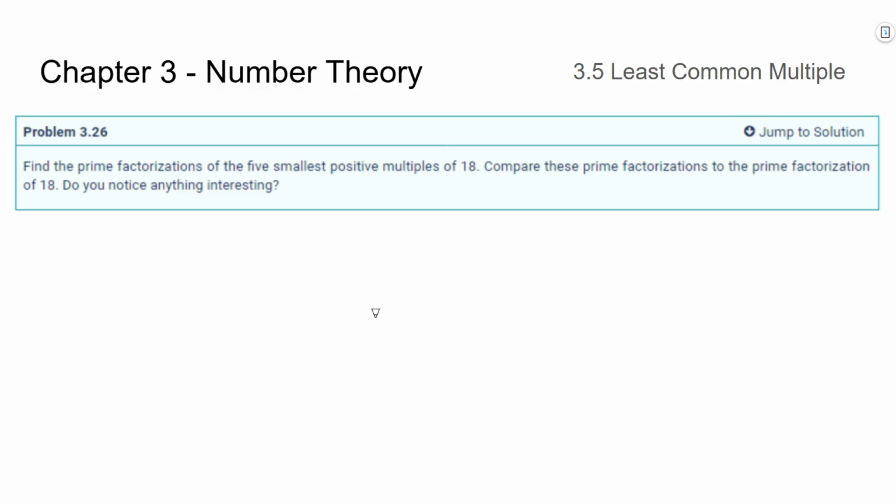All right, so let's find the prime factorizations of the 5 smallest positive multiples of 18. So again, that was 18, 36, 54, 72, and 90. Okay, so the prime factorizations. Prime factorization of 18 would be 9 and 2, and 9 is 3 and 3. So the prime factorization here would be 2 times 3 squared.